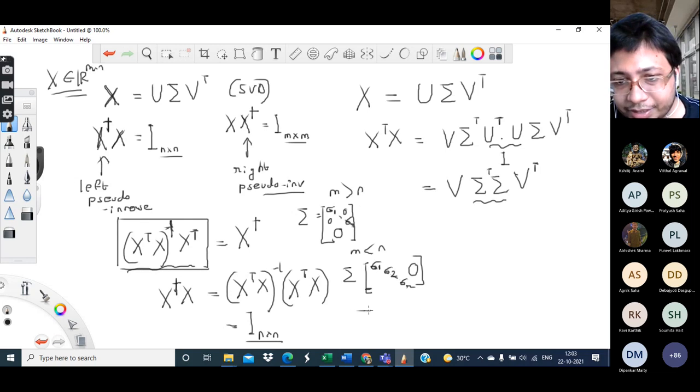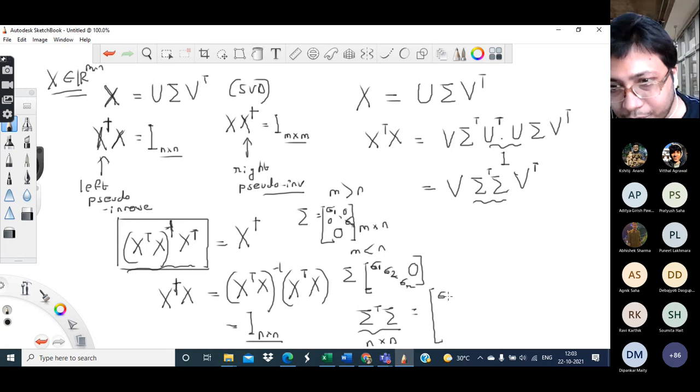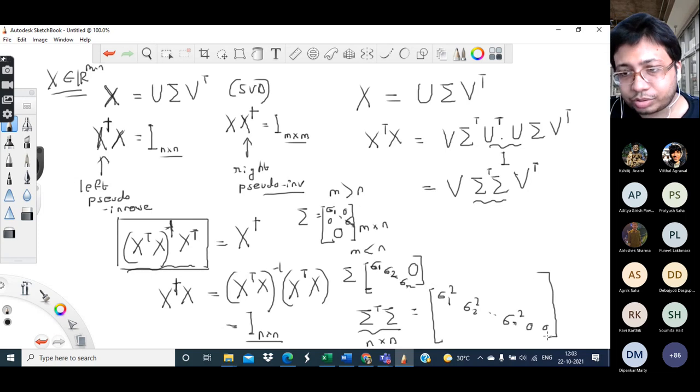If you look at this matrix sigma transpose sigma, what happens to it? Sigma is an m cross n matrix, so sigma transpose sigma will have to be n cross n, correct? You can also convince yourself that the diagonal elements of this matrix are going to be sigma 1 square, sigma 2 square, all the way up to sigma r square, followed by zeros. The off diagonals are of course going to be zeros.